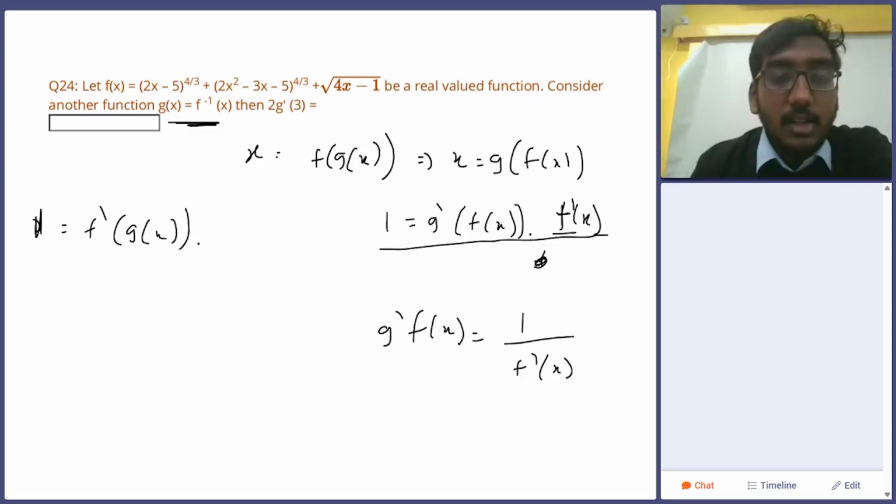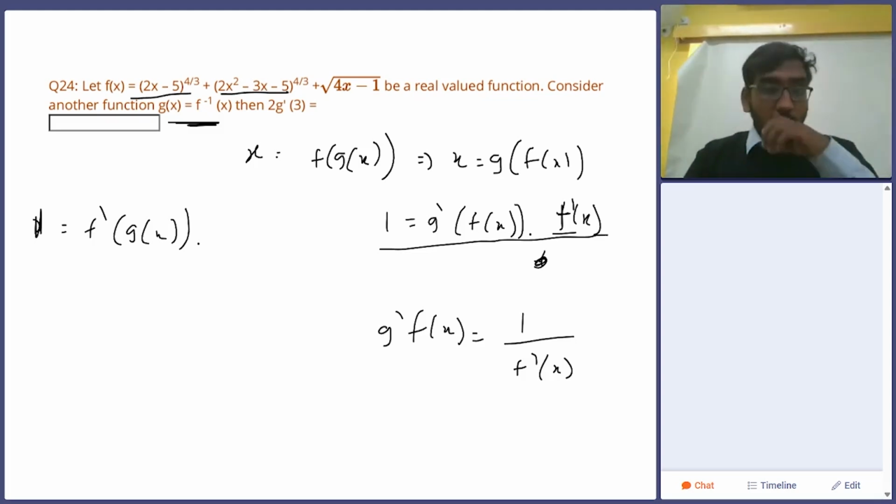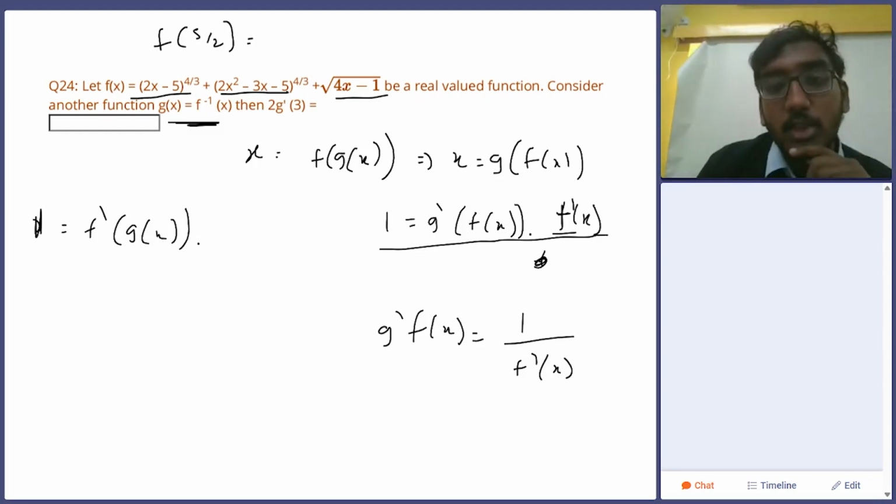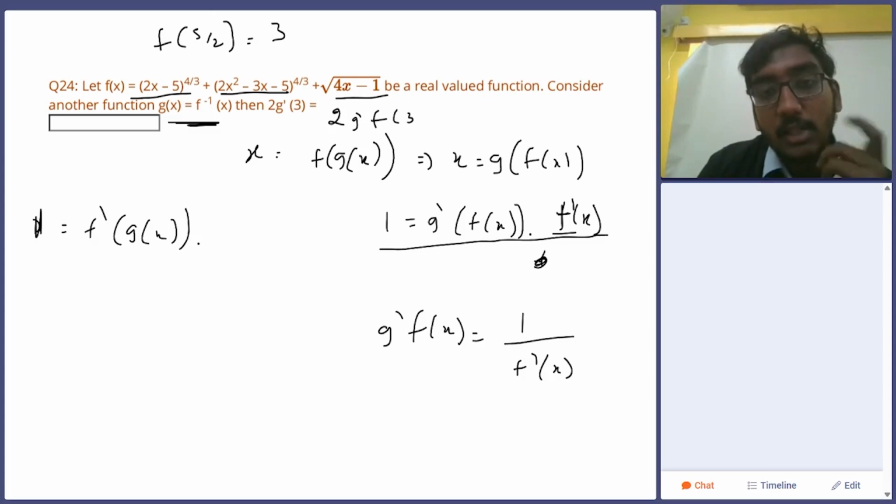See, clearly x equal to 5 by 2 will be a root of both these expressions. So f of 5 by 2 will be the root of the third expression alone, which you have to evaluate. It will be 3. So f of 5 by 2 is 3. What they are asking is 2g dash of 3, that is the same as 2g dash of f of 3, right?